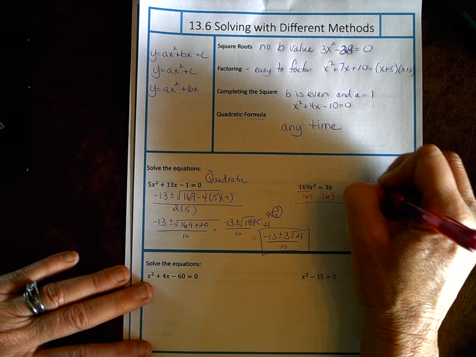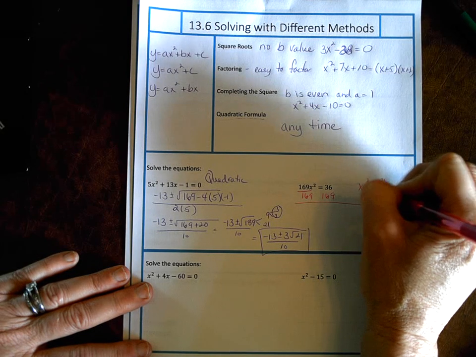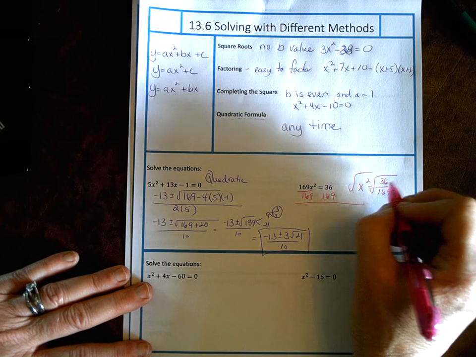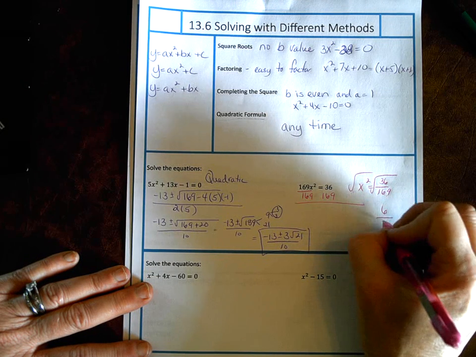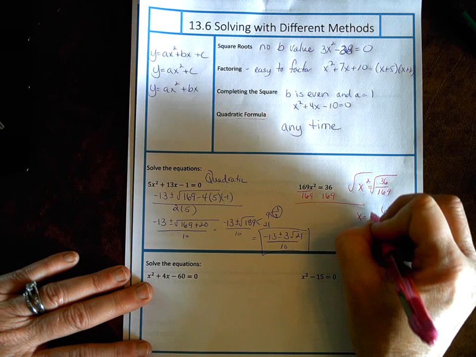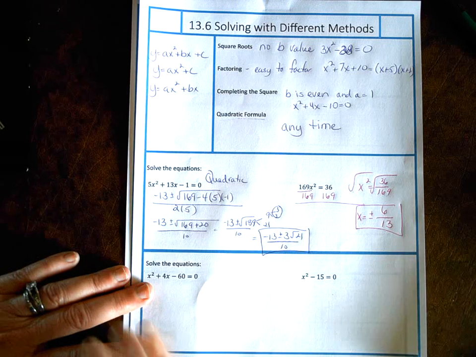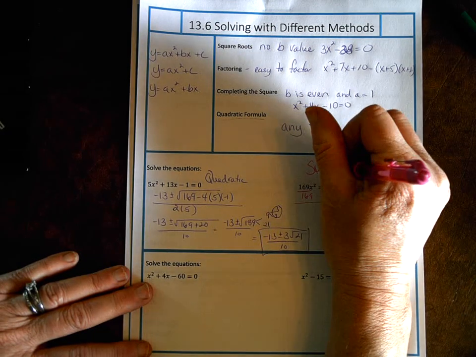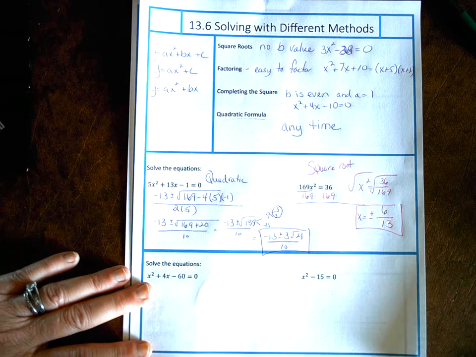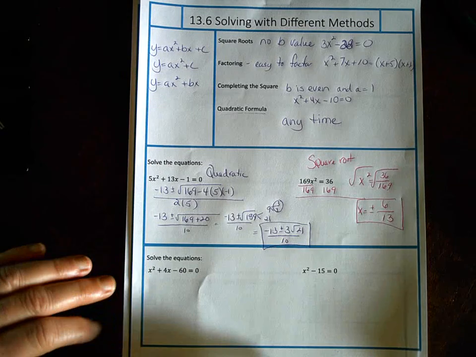And so I have x squared equals 36 over 169, and then I look at this and I say, oh, those are both perfect squares. Square root of 36 is 6, and square root of 169 is 13. So I get x equals plus or minus 6 over 13. Remember, you always get 2 answers, plus or minus. So I use square roots to solve that one. Okay, so now we're going to go to the bottom 2.